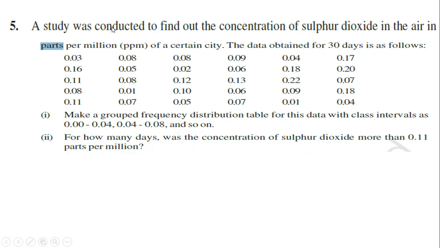A study was conducted to find the concentration of sulfur dioxide in the air. Okay, that is parts per million. See, this is actually the chemistry word, ppm, parts per million. In the atmosphere, the atoms and molecules of any particular gas or any particular thing, we have to measure in parts per million. Okay, that is one unit. So that is the unit. Parts per million, ppm, of a certain city.